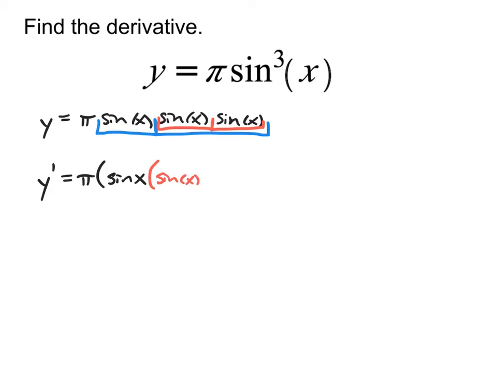Original times derivative plus derivative times original. And so that is original times derivative in product rule. So now I'm going to have to do plus derivative times original. So that's the derivative of sine, so that's going to be the cosine times the original. So that's then times the sine times the sine. So then sine of x, sine of x.